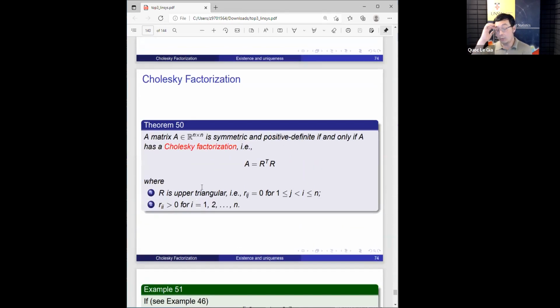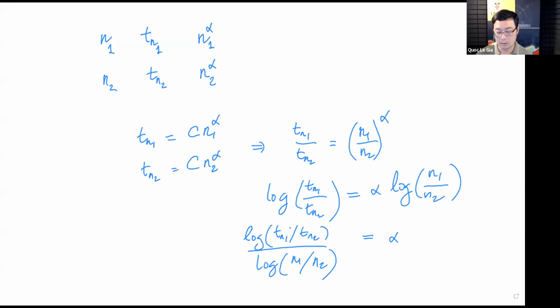Now let me show you how to prove this. This is a theorem, and at least one direction is very simple to prove. The other direction you have to read in the lecture notes. Let me share the whiteboard again. I assume that you can see it.